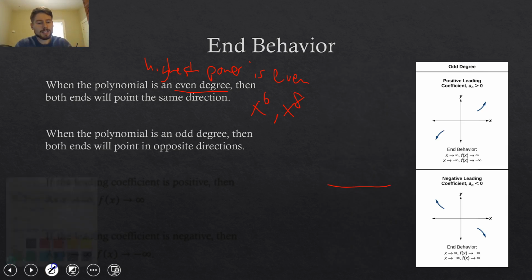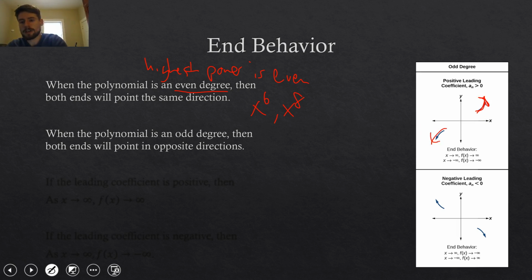When the polynomial is an odd degree, now you have opposite end behavior. One end will be going up and the other end will be going down. It could be going up to the right and down to the left, or down to the right and up to the left. These are your 2 options. What tells you which one it is, again, comes down to the leading coefficient. When the leading coefficient is positive, it's going to the right and up, and to the left and down.